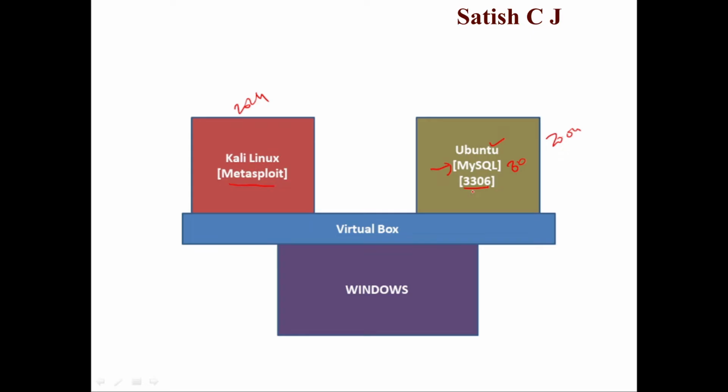Both these systems form a network, and in VirtualBox I have configured them to use the host-only adapter so that they form an isolated private network and are able to communicate with each other. So that is the lab setup, and if you have any queries on how to set up this lab, I'll be leaving a link for the lab setup videos in the description below. Have a look at it. So I have done this.